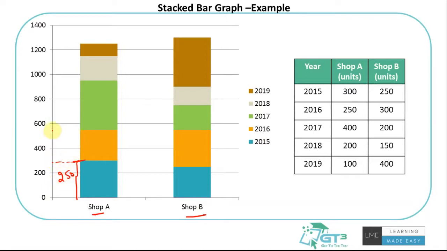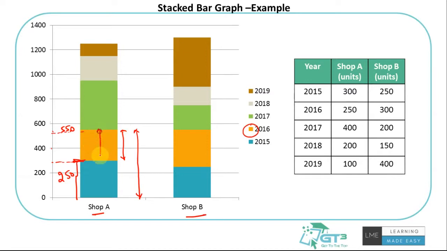What about this orange? It looks like between 400 to 600, slightly above 500, closer to 600. Maybe I can call it 550. So how many units did I sell in 2016? It's not 550. This should be 550 minus 250. This point is 250, right? I need to only measure this height, not the entire height. The entire height is 550, yes, but the number of units sold in 2016 is only the orange.